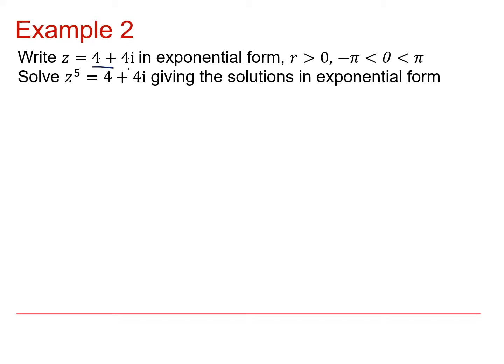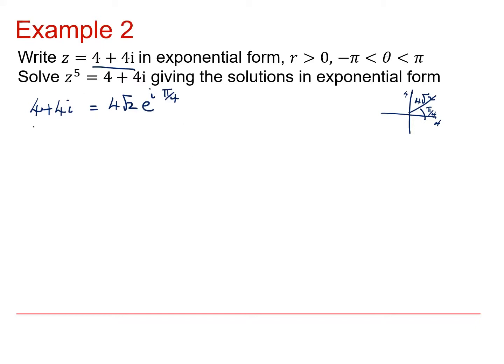So let's have a look at 4 plus 4i in exponential form. Start with an Argand diagram. There's 4 plus 4i. This angle I think we can see straight away is going to be pi by 4, and this length here is the diagonal of a square again, so it's just going to be 4 root 2. So 4 plus 4i is equal to 4 root 2 e to the i pi by 4.